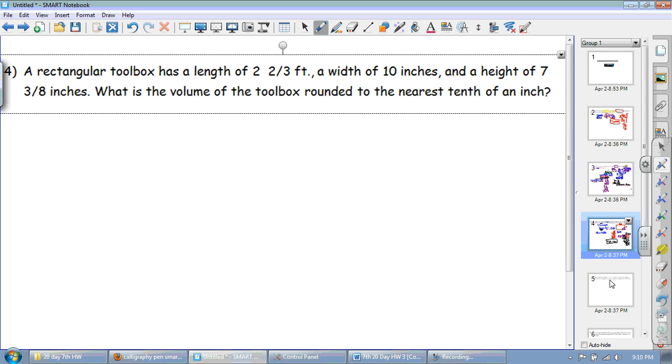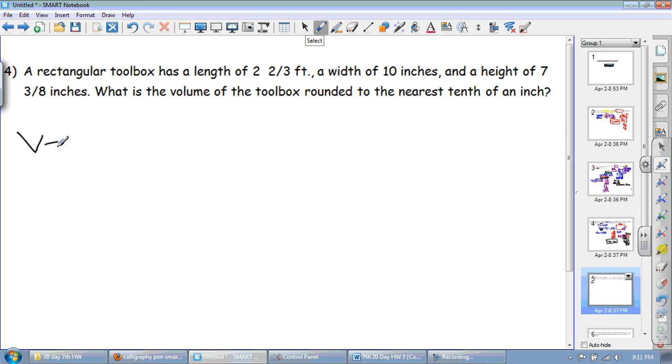Let's try. Number 4: a rectangular toolbox has a length of 2 2/3 feet, a width of 10 inches, and a height of 7 3/8 inches. What is the volume of that? Just like we did today, volume is area of the base times the height. Since we have a rectangle here, we're looking at length times width times the height. Then we just have to figure out what each of these is.